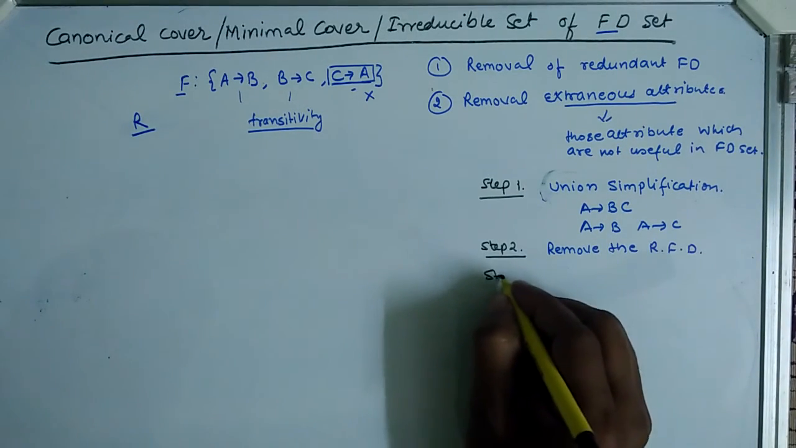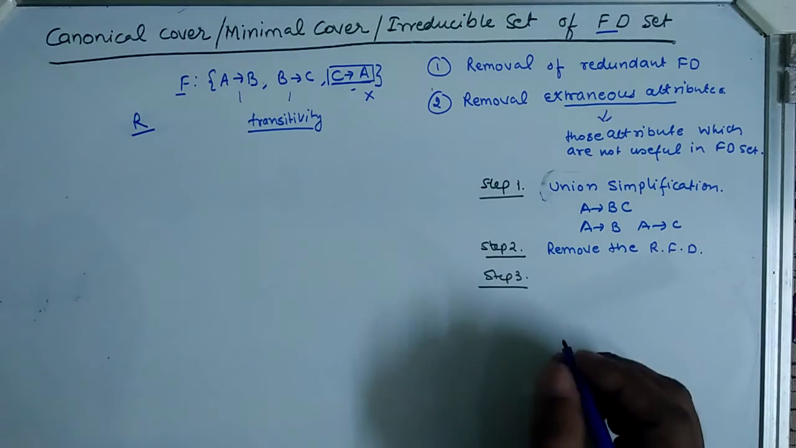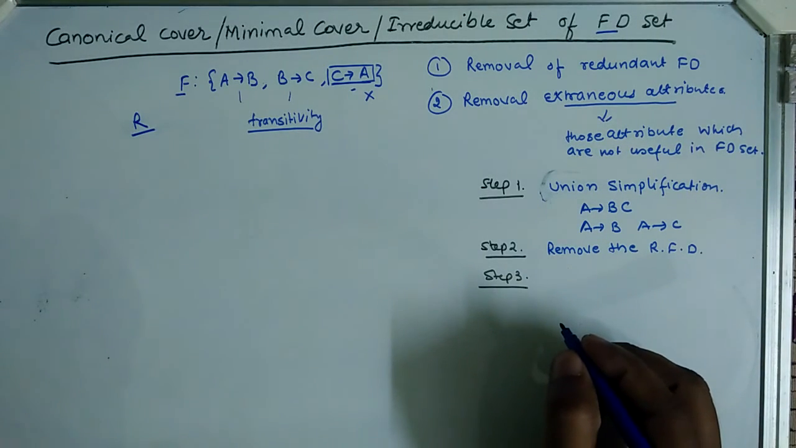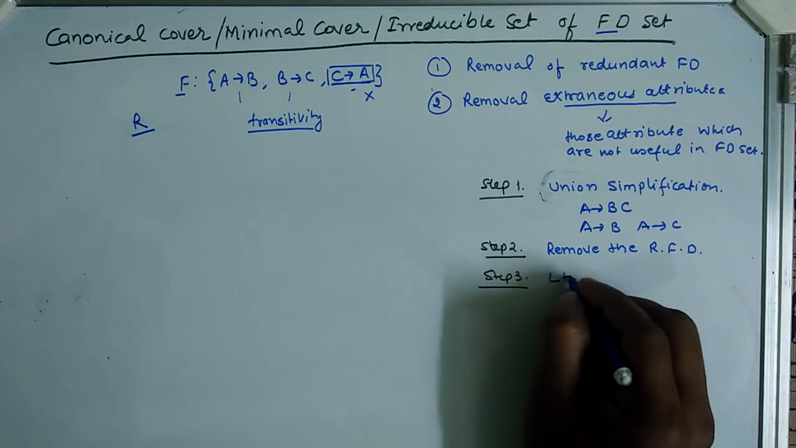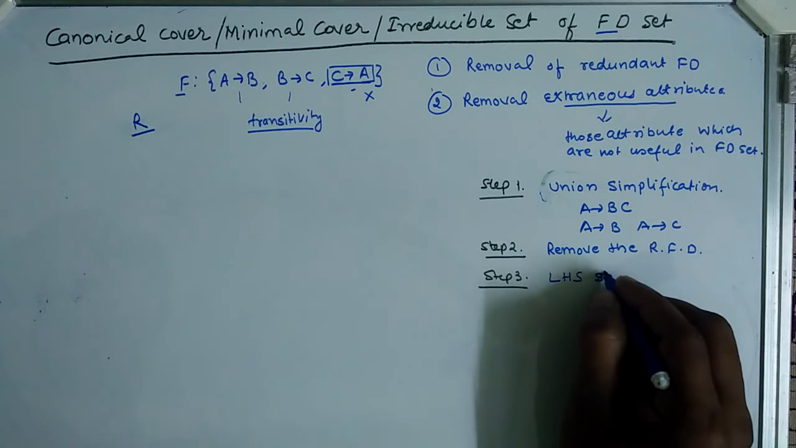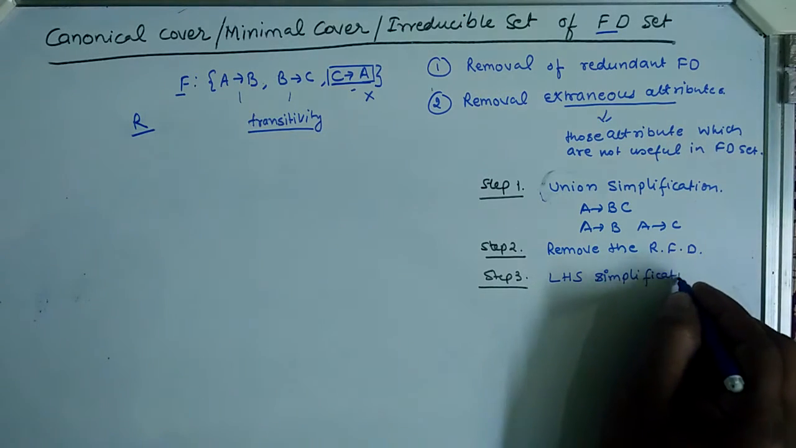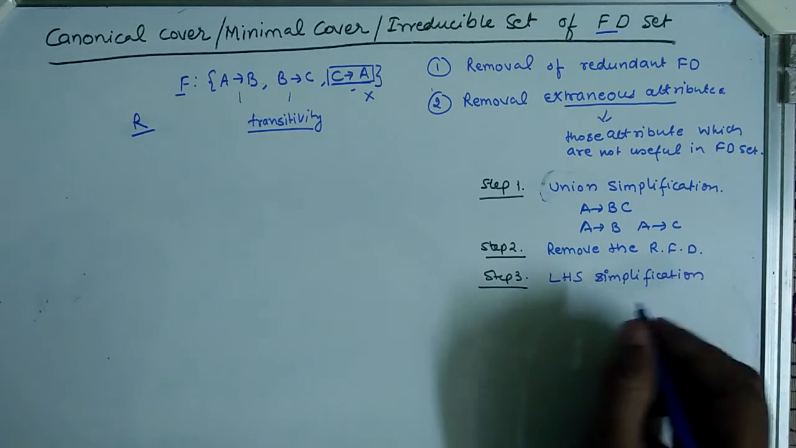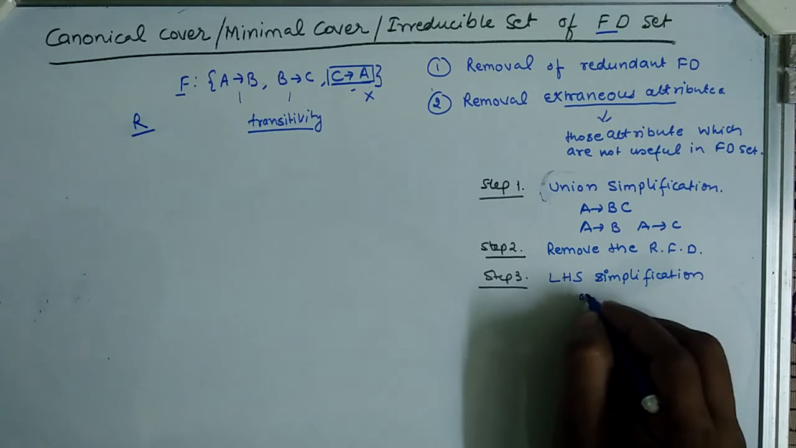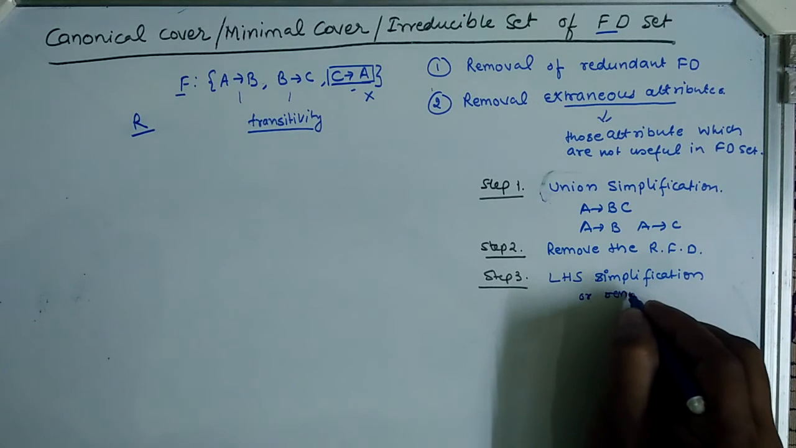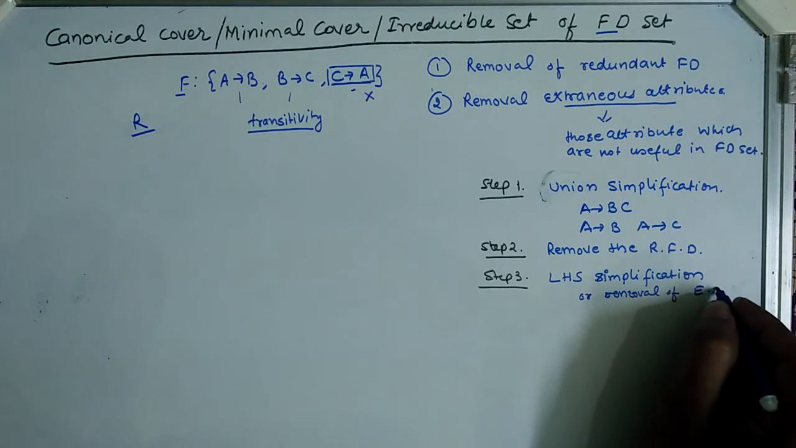Then step 3 would be removal of extraneous attributes, or we can say LHS simplification, because generally we find the extraneous attribute at the LHS side, which does not contribute in the derivation of the RHS side. So LHS simplification or removal of extraneous attributes.